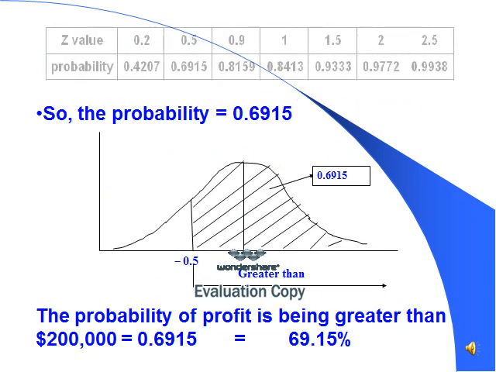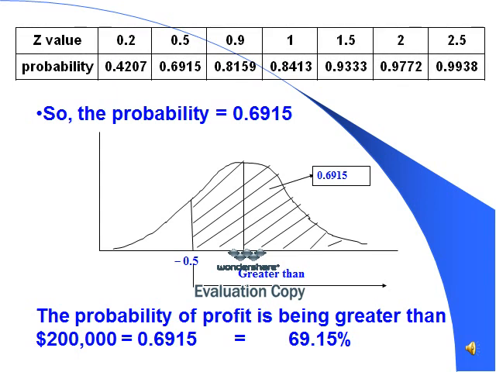From the table, at Z value equals 0.5, the probability is 0.6915. Z equal minus 0.5, that means it's in the left side, and the probability will be in the right side. As the probability of profit being greater than 200,000, that means the probability is the area in the right side equal 0.6915, that means 69.15%.